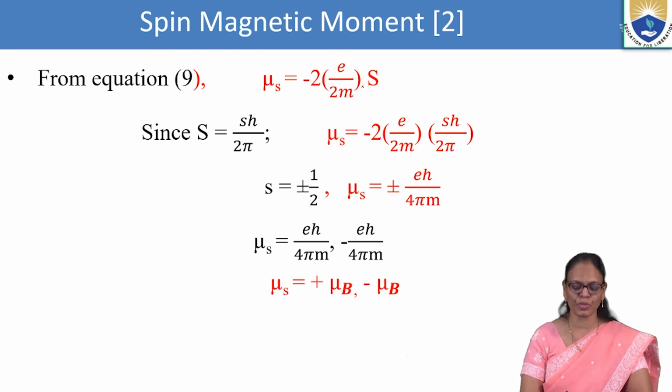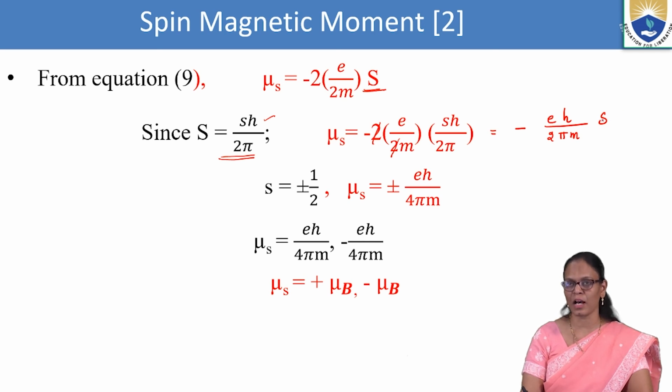So now let us substitute for S, because we have seen mu s is equal to minus 2 into e by 2m into S, and for S we are going to substitute sh by 2 pi. h again is the Planck's constant. So when you substitute sh by 2 pi, what we have here is, S can take the value of plus half or minus half. So I'll simply write 2, and 2 will get cancelled. We'll have minus eh by 2 pi m into S.